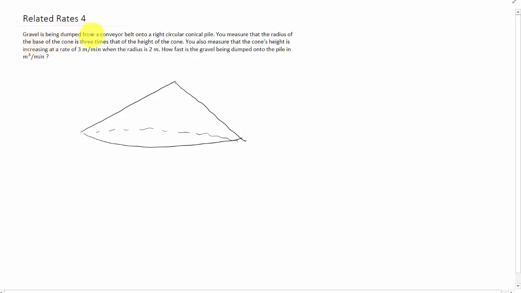So gravel is being dumped from a conveyor belt onto a right circular conical pile. You measure that the radius of the base of the cone is 3 times that of the height of the cone. You also measure that the cone's height is increasing at a rate of 3 meters per minute when the radius is 2 meters. How fast is the gravel being dumped onto the pile in units meters cubed per minute?